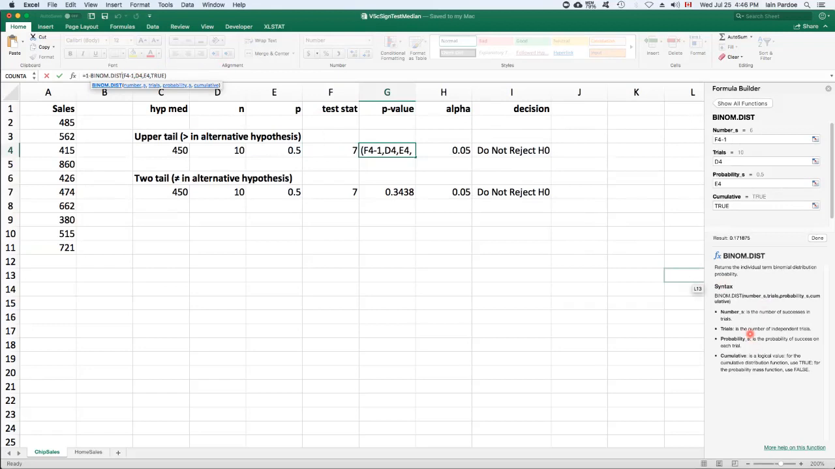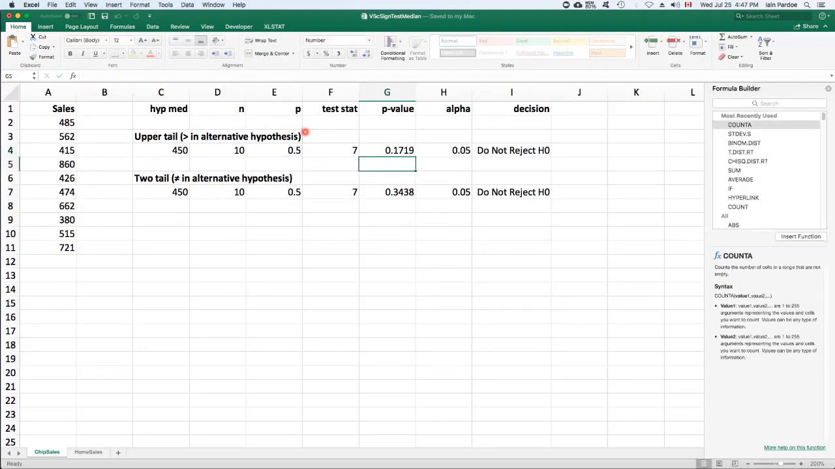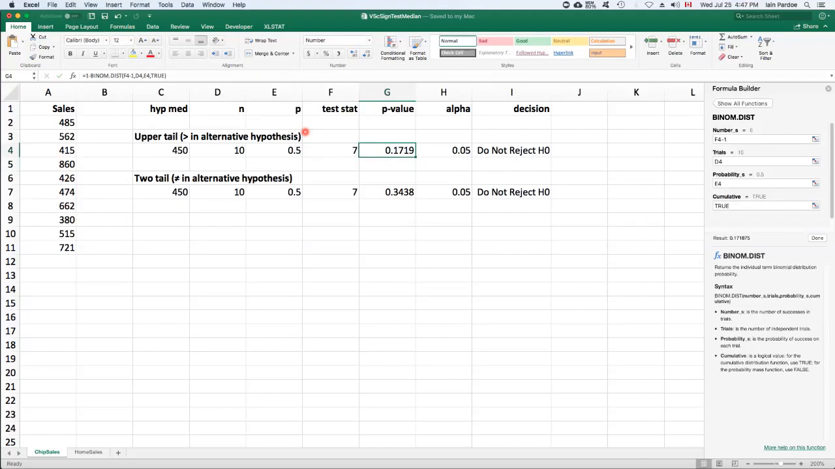And then the second argument is the number of trials, so that's 10. The third argument is the probability of success in each trial, and that's 0.5. And then the last argument is going to be true because we want the cumulative distribution function. If I subtract that probability from 1, I'll get the probability of 7 or more successes. And that's the p-value for this hypothesis test. So that comes to 0.1719.